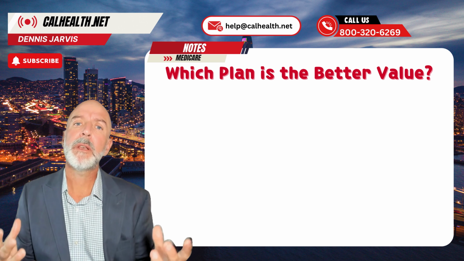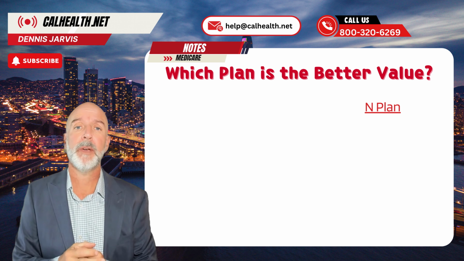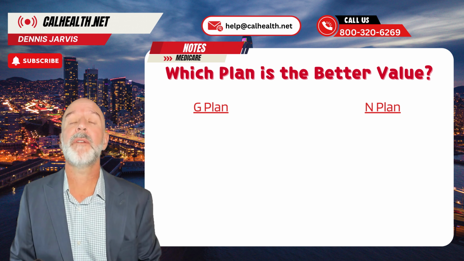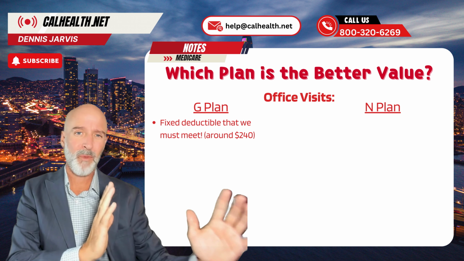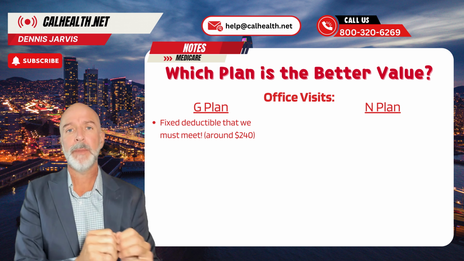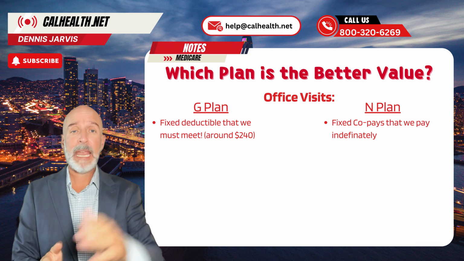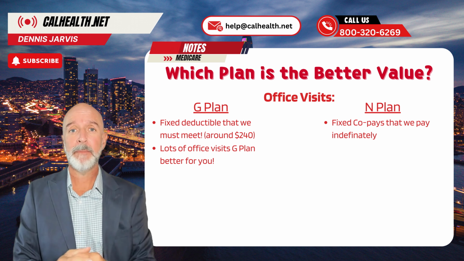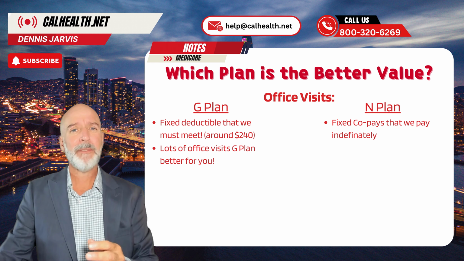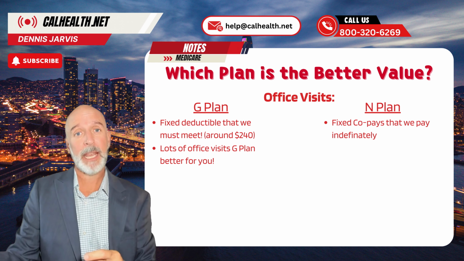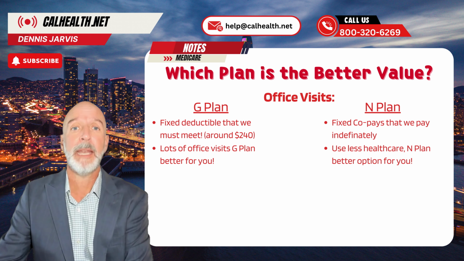So based on everything we looked at, how can we tell what is the better value between the N plan and the G plan for our situation? And there it really comes down to number of office visits. Because with the G plan, we have a fixed deductible we have to pay up to around $240, goes up each year. And with the N plan, we have fixed copays we pay indefinitely. So if we have lots of office visits expected, that G plan is probably going to work out better even though the premium's higher. If we don't have a whole lot going on health-wise, then that N plan might be a better situation for us because we have fixed copays, but we don't expect too many of those.